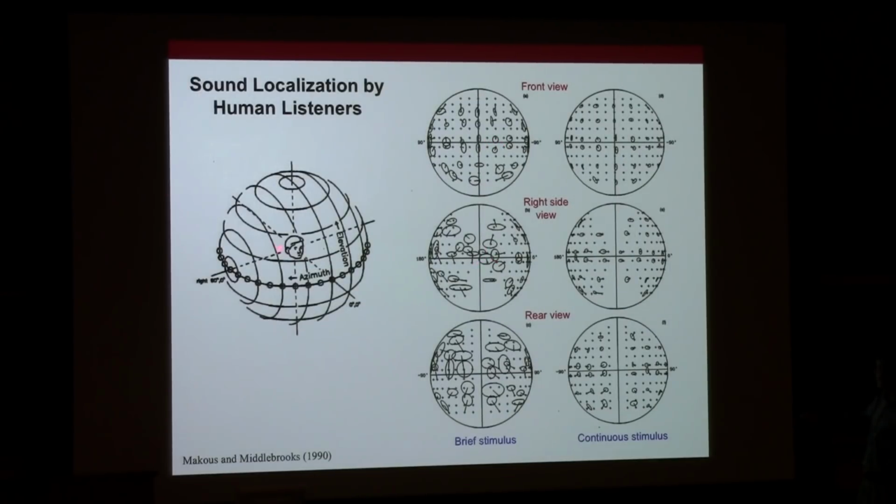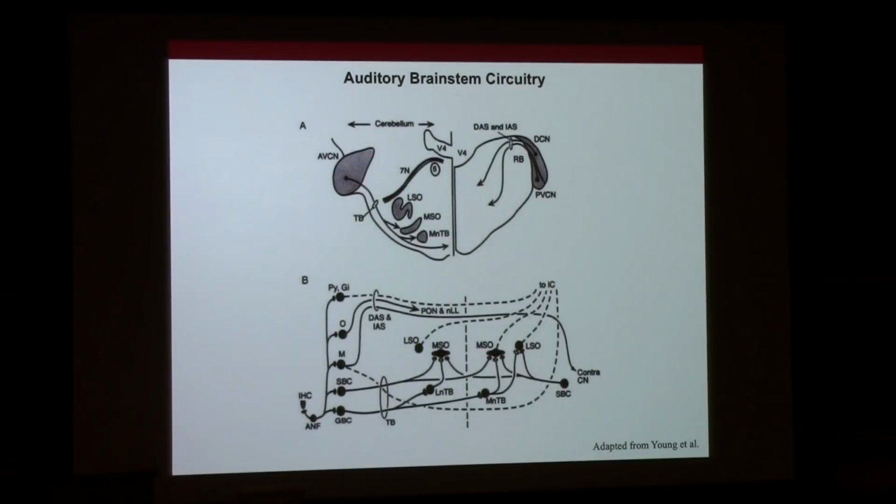But if you look at the side, we do a little bit poorly. And at the back, we do a lot worse. So for sound from the front, we do very well, and we do a little worse on the side. And of course, performance improves if you make the sound continuous, because the brain has more time to calculate. But how does the brain calculate this?